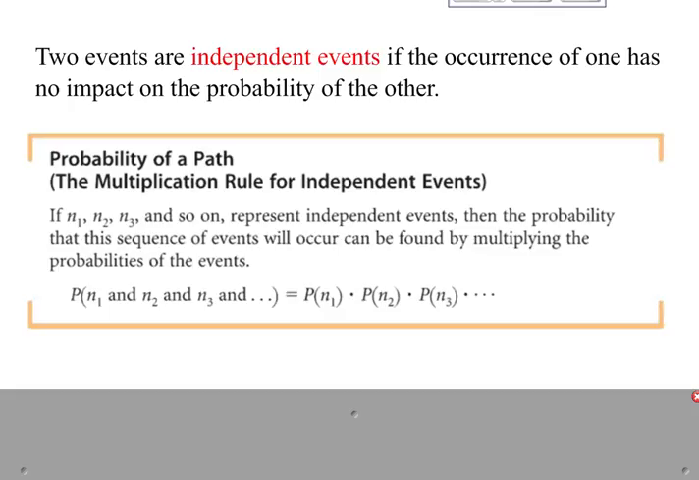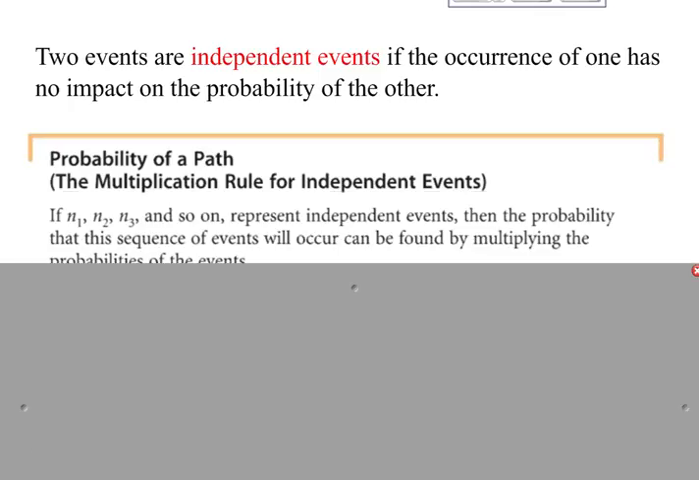This is what we call the multiplication rule, okay? And before we talk about the multiplication rule here, we need to identify independent events. Two events are independent events if the occurrence of one has no impact on the probability of the other. In the examples that we've done today, we were dealing with independent events. Think about the cereal boxes. Talia gets a cereal box. She opens it, she gets a toy. That has no impact whatsoever on what toy the second cereal box is going to contain. They're completely independent of one another.